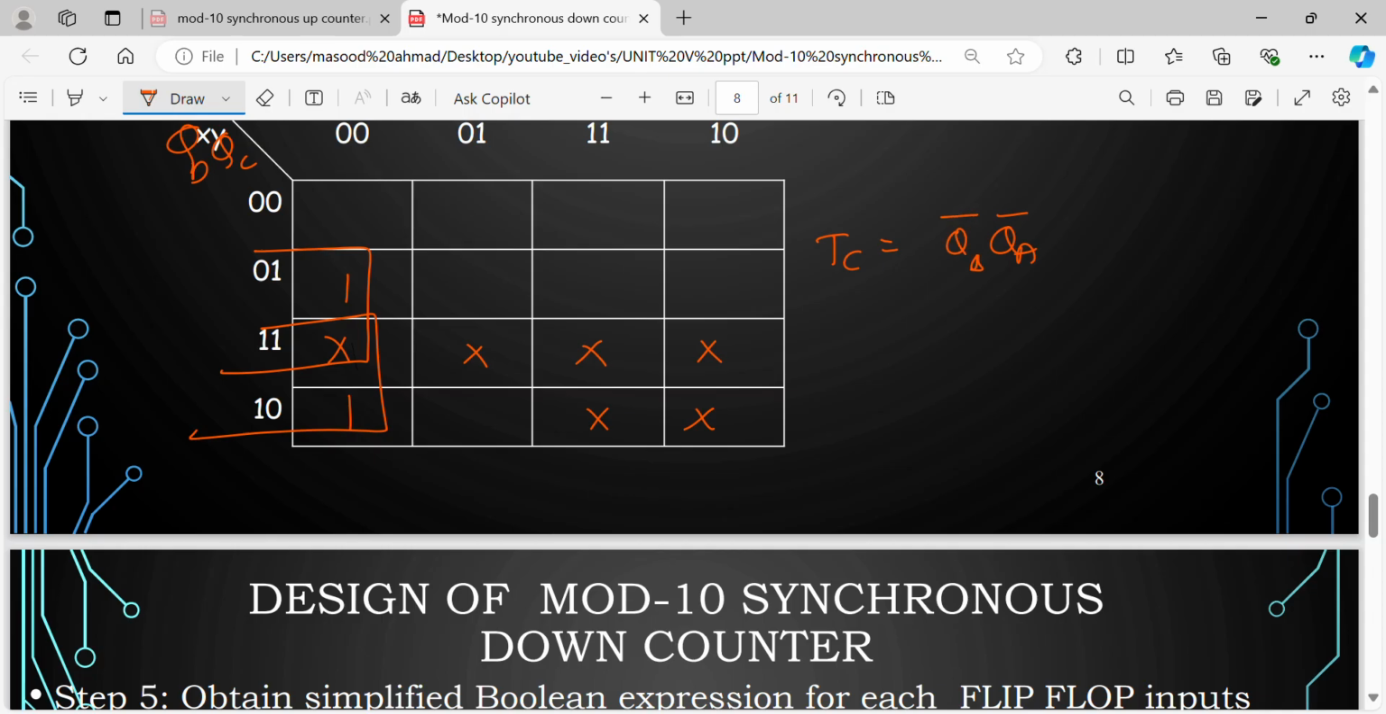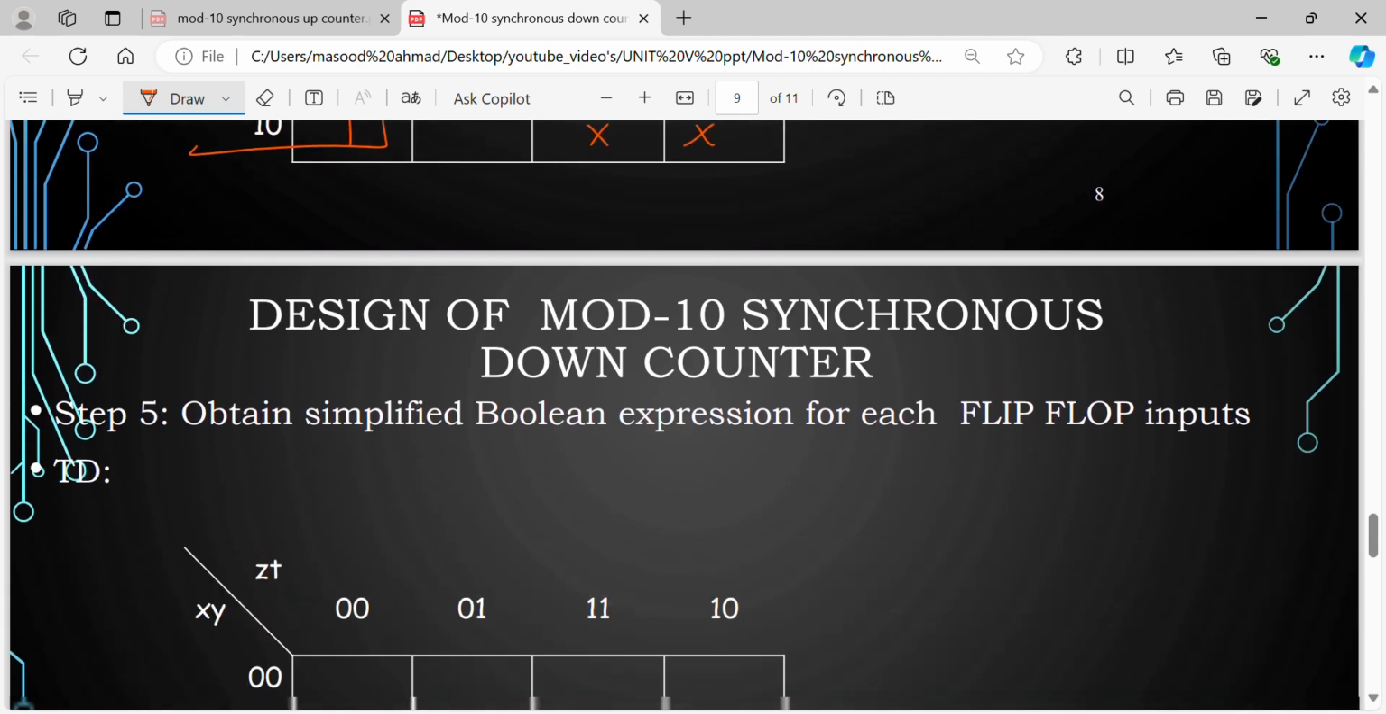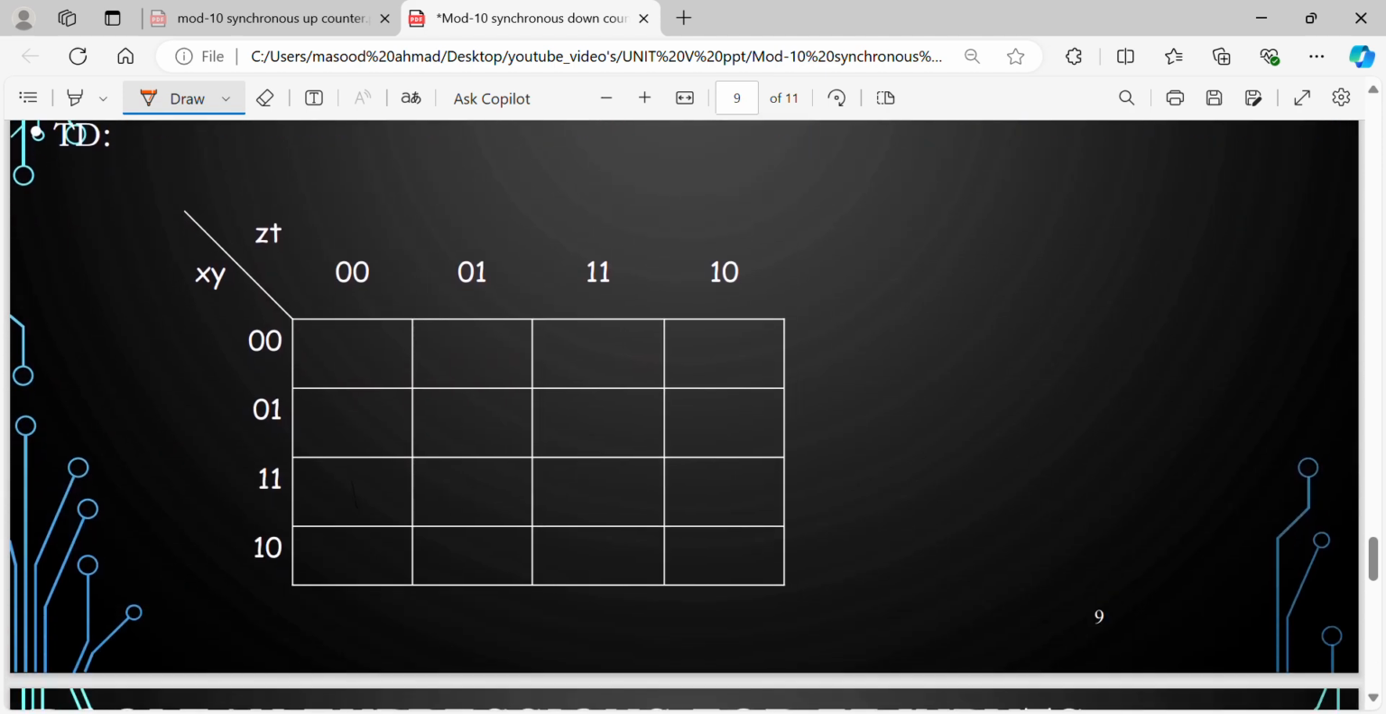What is common in these two is QC. Next, what is common in this is QD. So QD QB bar and QA bar. This is the expression for TC. Next, what we try to do is we will go for TD. So QA, QB, QC, QD.